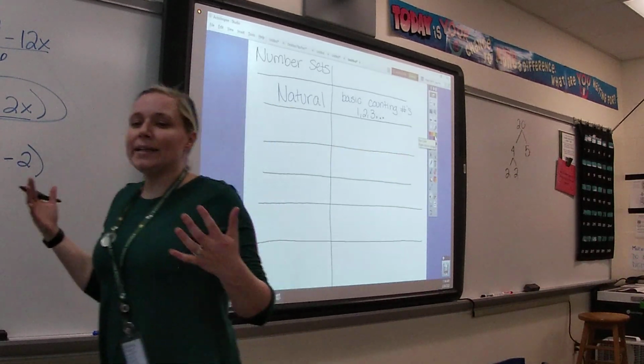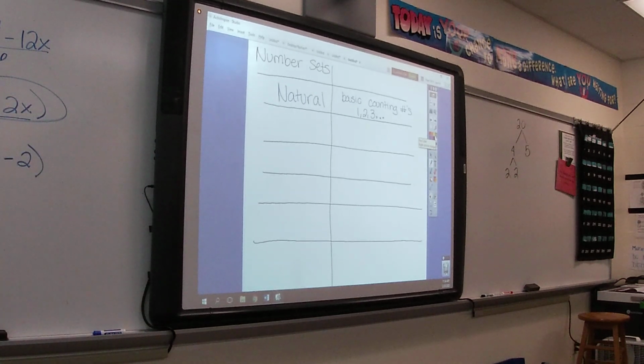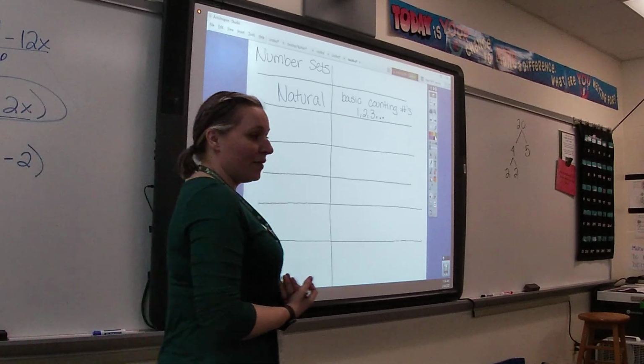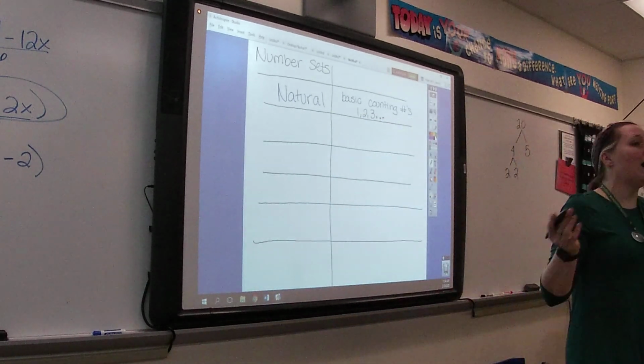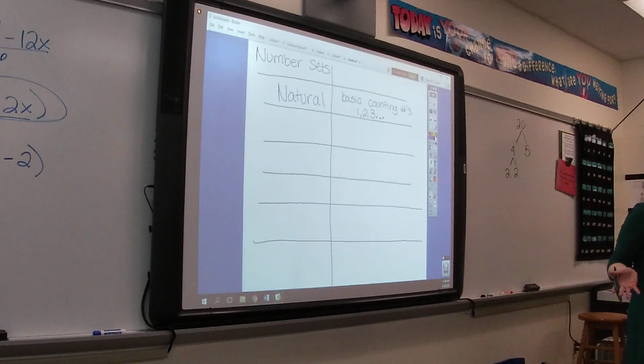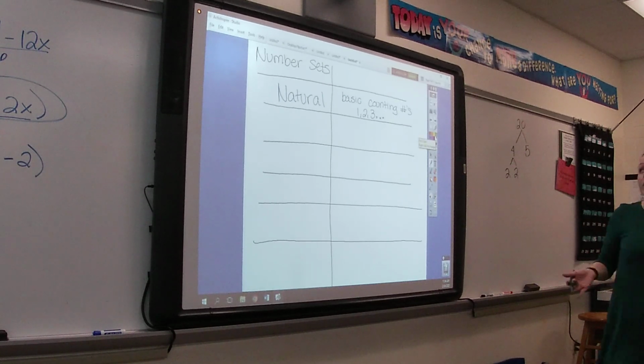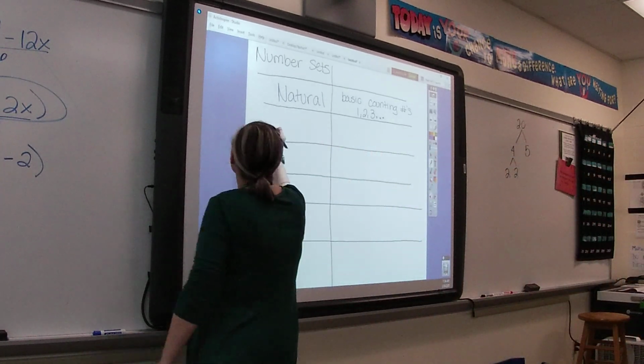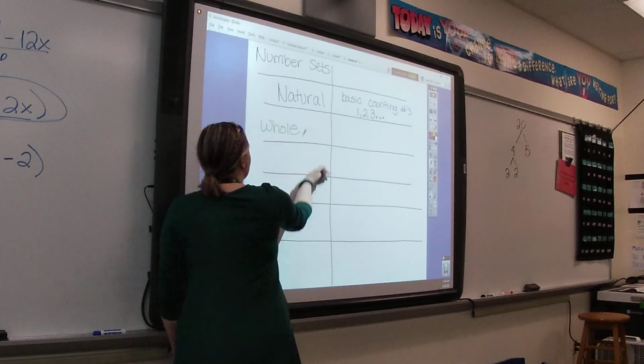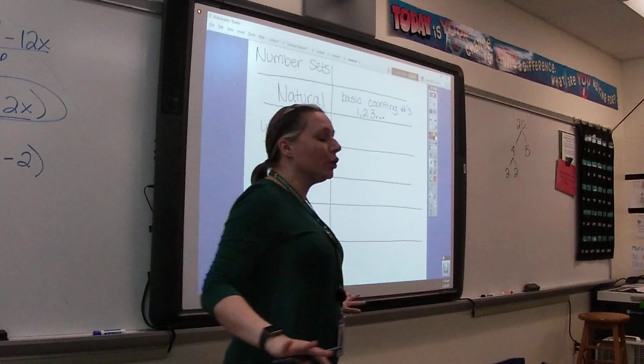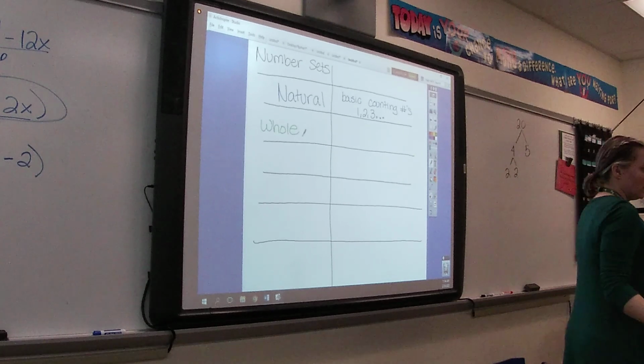When you were in kindergarten, before you started school, your parents handed you a block and you went, ooh, 1 block. They handed you another and you went, ooh, 2 blocks. Then you got a little bit older and your parents said, uh-oh, you have nothing. Now you have no blocks. And what number did you learn about? 0.